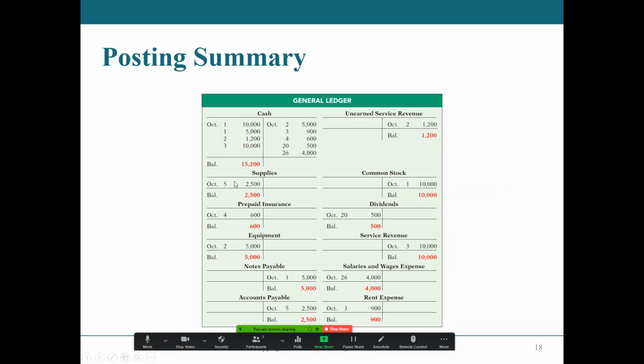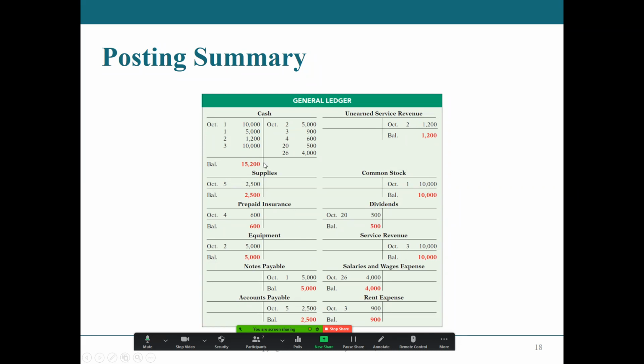For accounts like supplies, there was only one entry. So supplies is going to have a balance of 2,500. We would call that a debit balance. Prepaid insurance, a debit balance of 600. Equipment, a debit balance of 500. Notes payable has a credit balance of 5,000. Accounts payable, a credit balance of 2,500. Unearned service revenue, a credit balance of 1,200, etc.